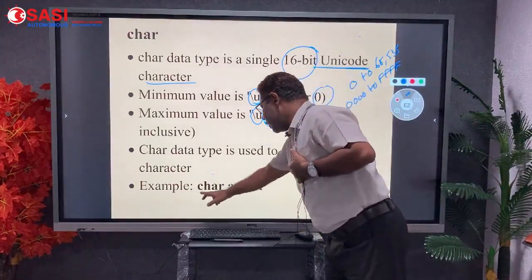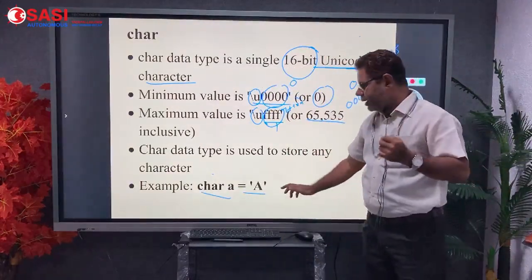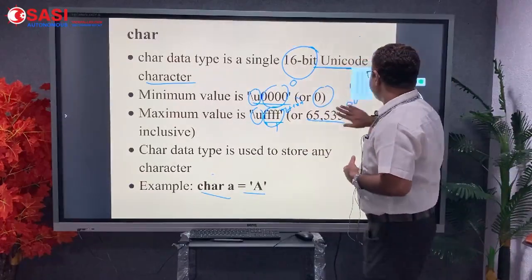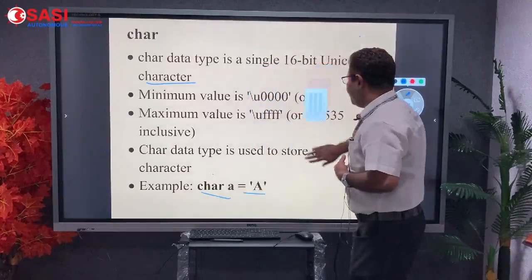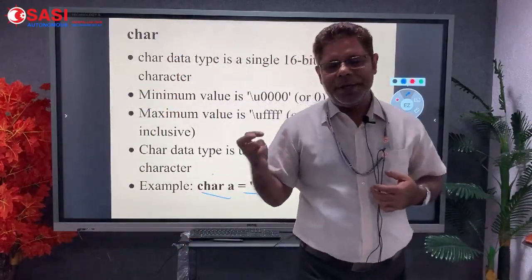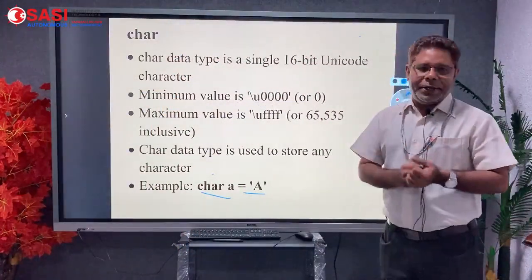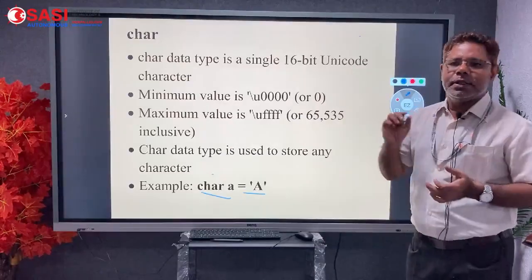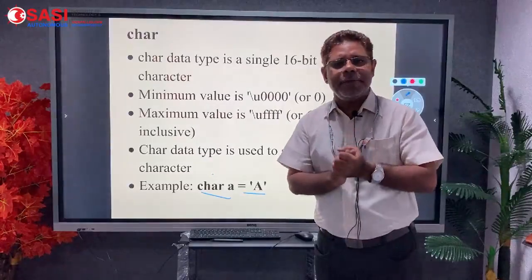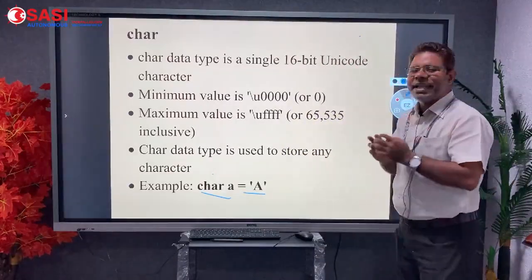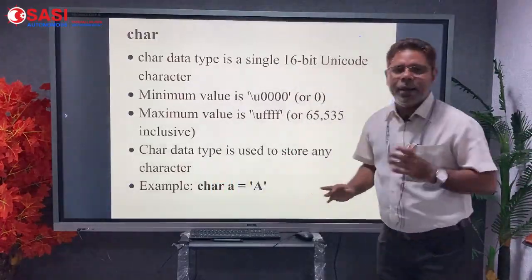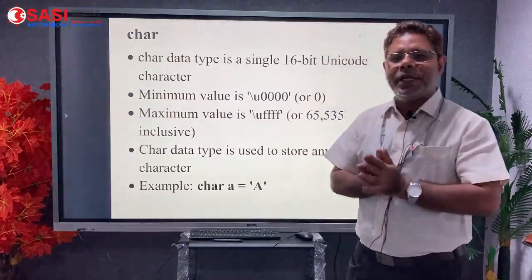Example, char a = 'a'. That means a character is stored into the variable named a. So this is the character data type. Totally in Java we have 8 primitive data types. To store integer values, the data types are short, int, long, byte. To store float values, the data types are float and double. To store boolean values, the data type is boolean. To store character values, the data type is char. So this is the basic idea about the data types in Java.